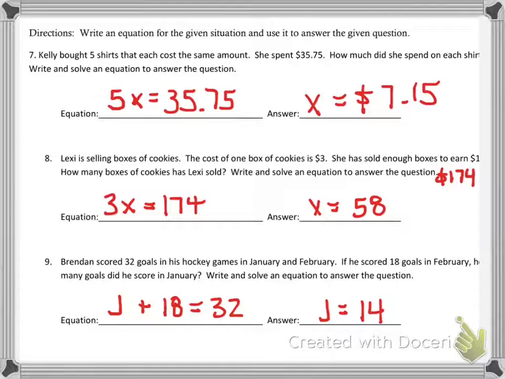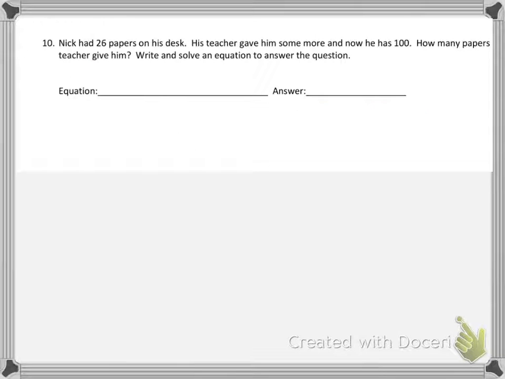Okay. Good there. Moving on. Number 10. Nick had 26 papers on his desk. His teacher gave him some more, and now he has 100. How many papers did his teacher give him? Well, he had 26. His teacher gave him some, I don't know how many, we'll call it P. And now he has 100. So 26 plus P equals 100. Then we just subtract 26 from both sides, and we get P equals 74.